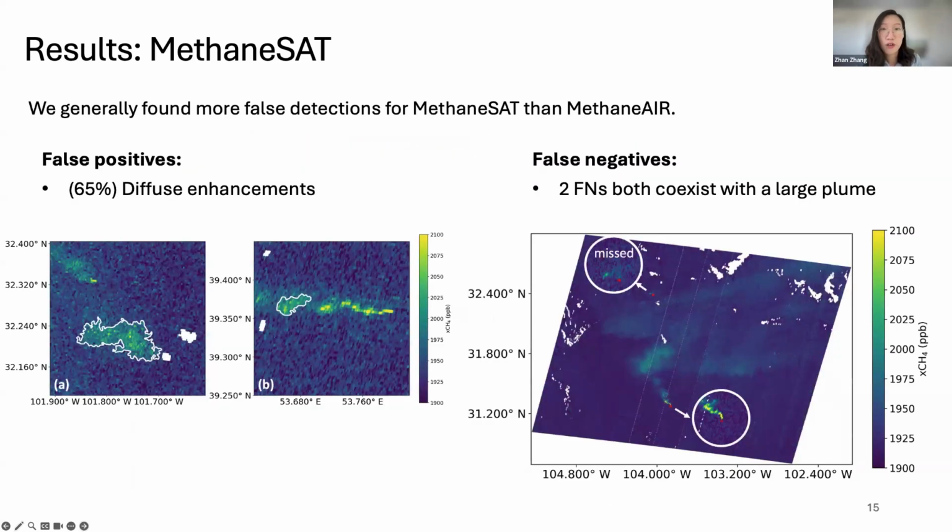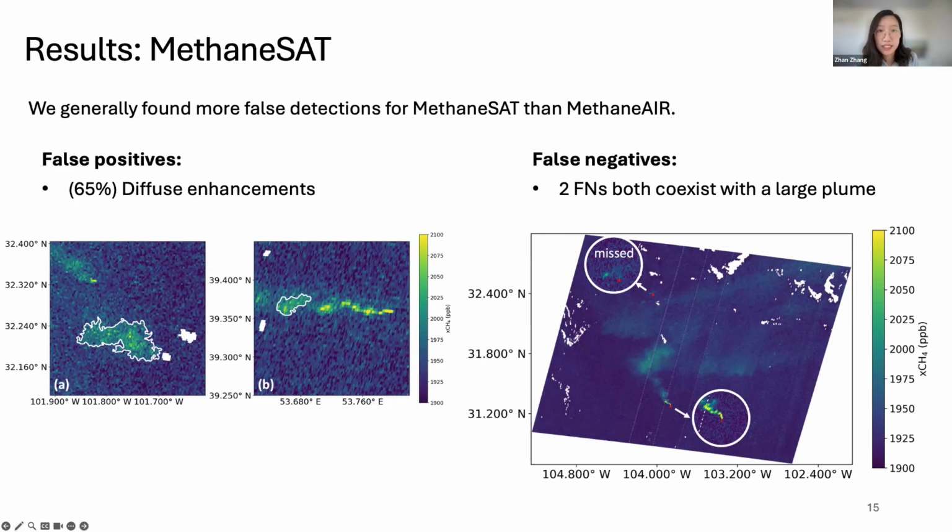And again, some false detections analysis. In general, we observe more false positives in MethaneSAT data compared to MethaneAIR. This is mainly because of MethaneSAT's higher sensitivity, which makes diffuse enhancements more visible and more frequently detected. In this case, about 65% of the false positives come from diffuse enhancements. Here you can see 2 examples. A here is probably area emissions or possibly from an intermittent source. And B here looks like a fragmented plume to me.